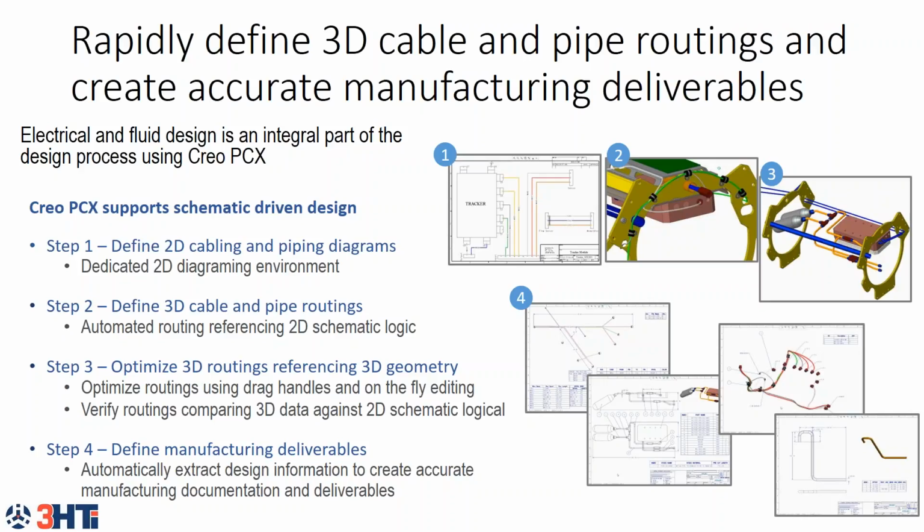Verification and validation is easy using electronic verification capabilities to compare 3D information against 2D schematic logic. The 3D routings are directly utilized to create high-quality manufacturing documentation. Information is automatically extracted to define a wide range of downstream deliverables.